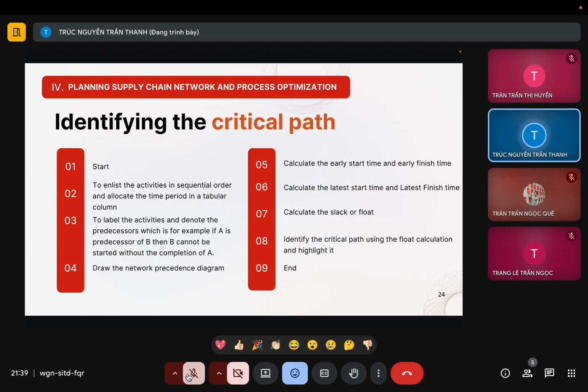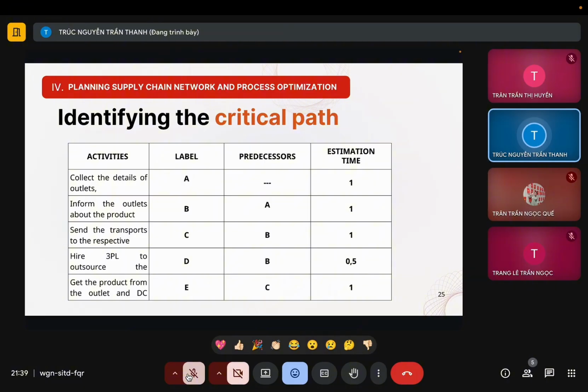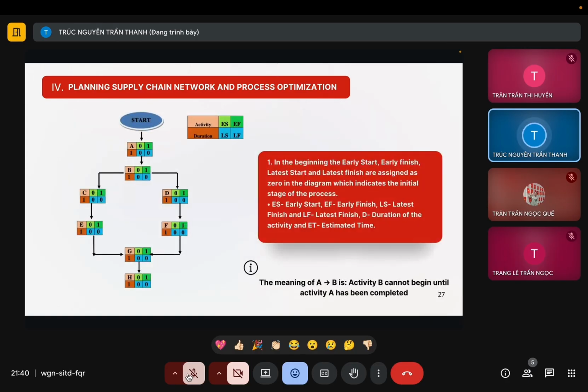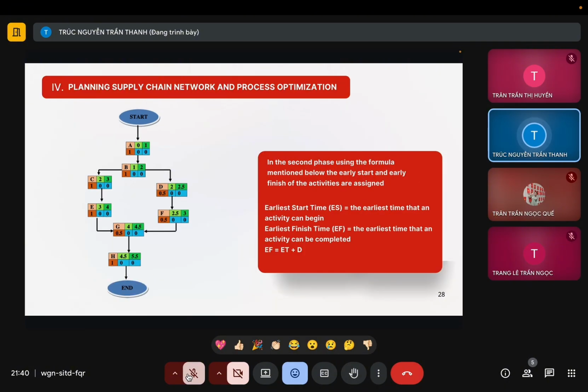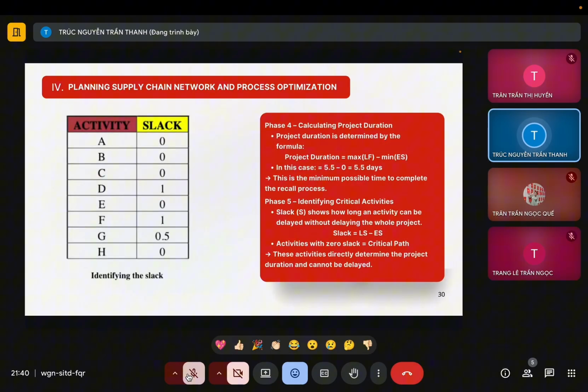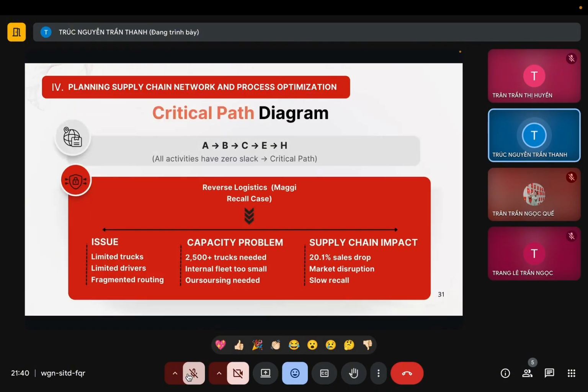And as you can see, we have 9 steps in the critical path. In each activity, we label it with alphabet letters, and after that we estimate the time for each activity. Then we plan the supply chain network and optimize processing time, starting with the early start, early finish, plus the late start and late finish. We continue and get the result, the minimum possible time to complete the recall process. These activities directly determine the project duration and cannot be delayed, with zero slack. This is the critical path we need.